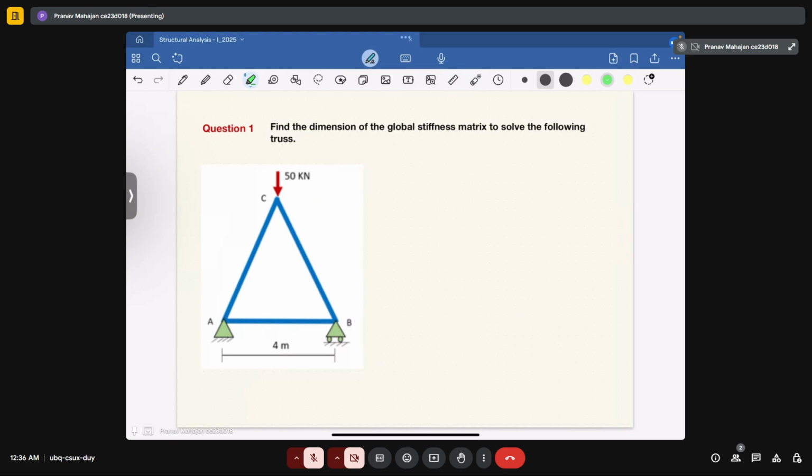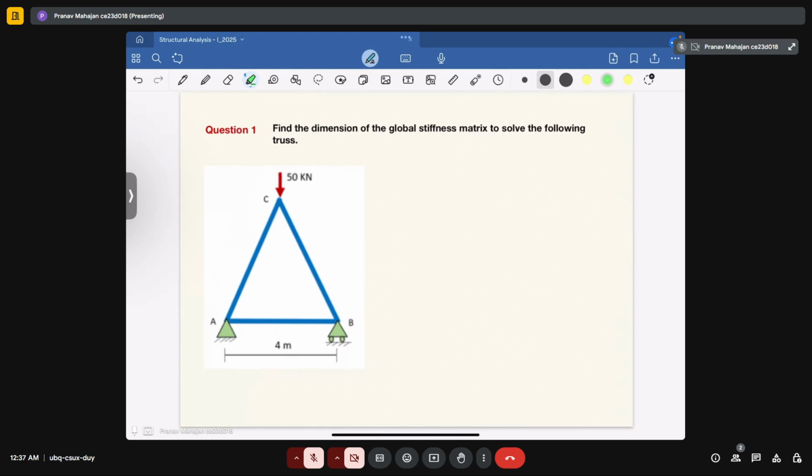So in an indirect sense, this question is asking you the size of the global stiffness matrix, which might not be familiar to you. In another sense, you can ask what the degree of freedom of this structure is. If you are calculating the degree of freedom of this structure, that means you are calculating the size of the stiffness matrix for this particular structure. So let's start with calculating the degree of freedom in this structure.